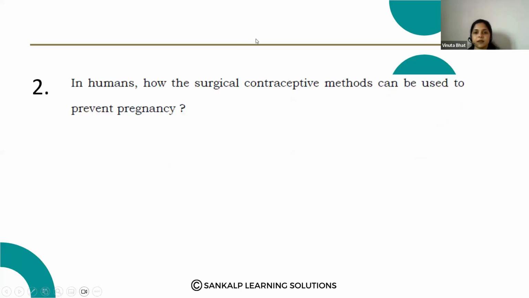Next question. In humans, how can surgical contraceptive methods be used to prevent pregnancy? Surgical methods of prevention of pregnancy. Please note down this question, one of the important questions. In humans, how can surgical contraceptive methods be used to prevent pregnancy?